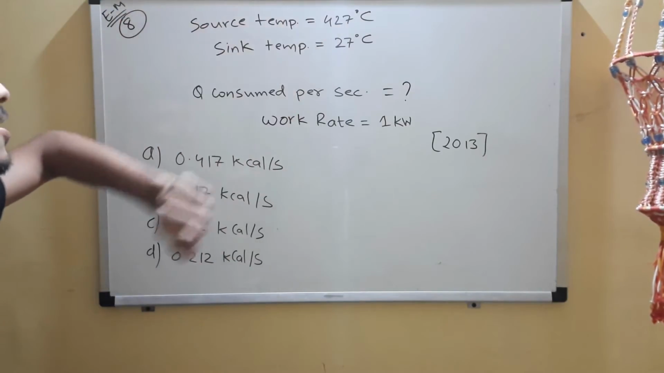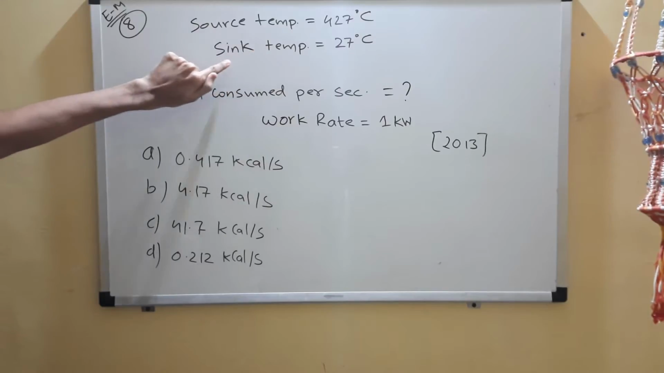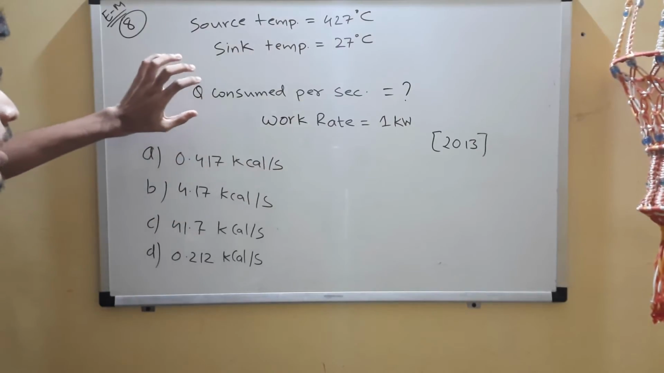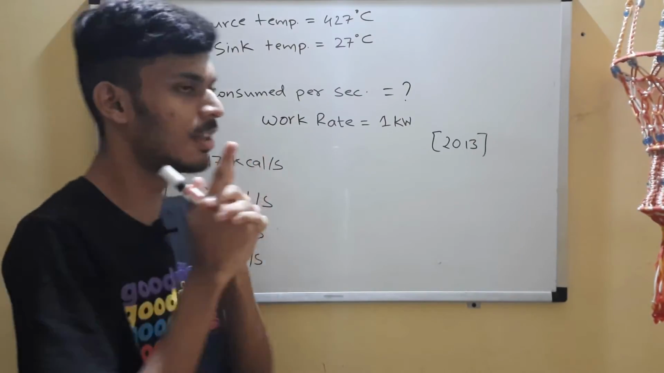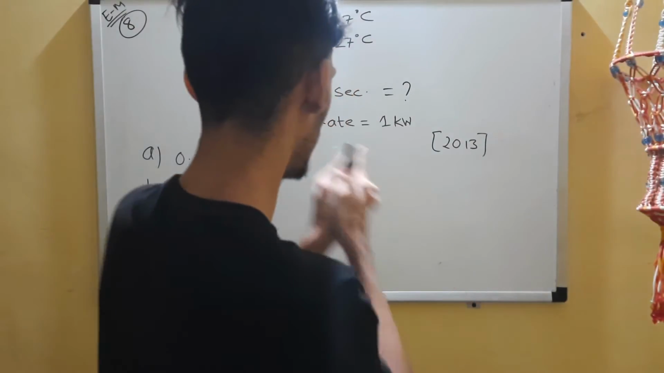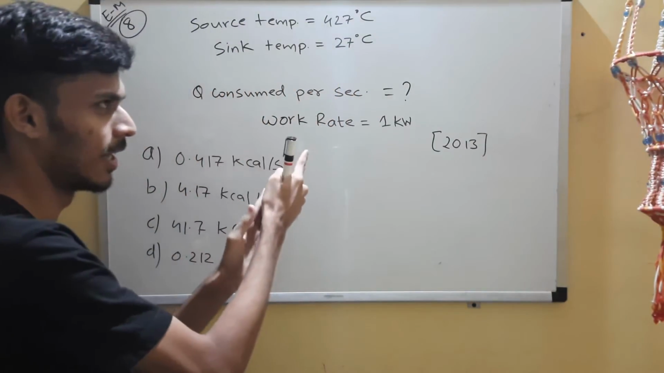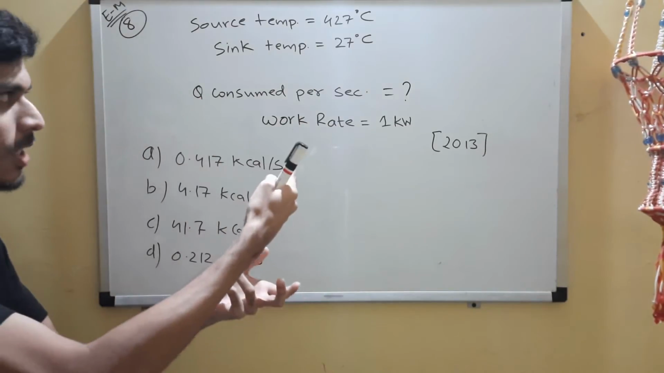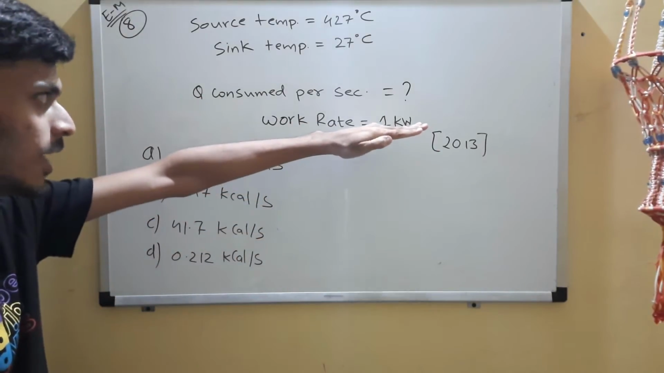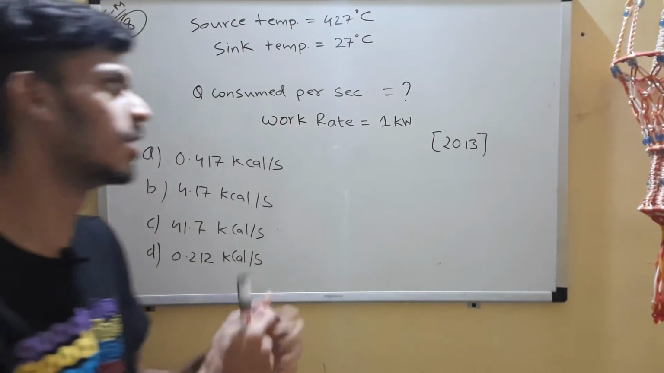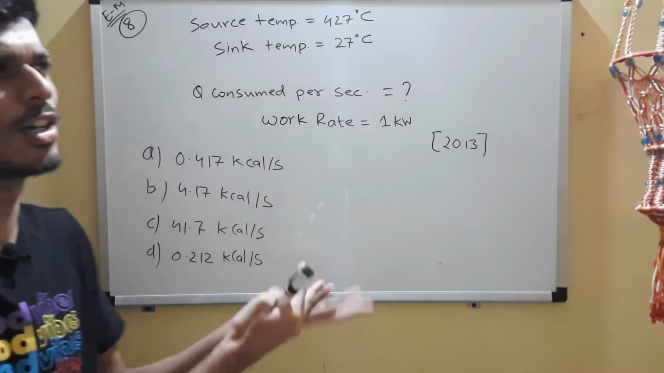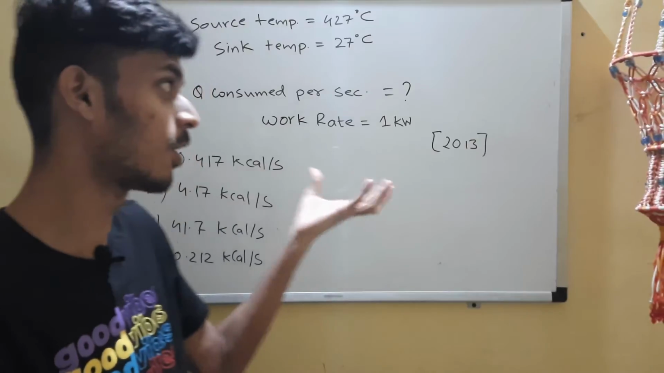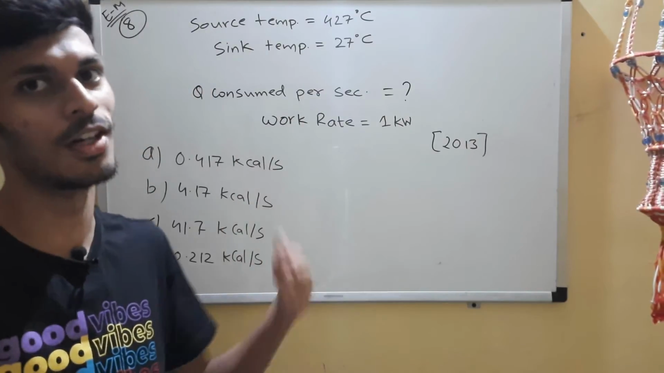Source temperature is given as 427 degrees Celsius. Sink temperature is 27 degrees Celsius. You are supposed to find the heat consumed per second if the work rate, now this is work rate, is 1 kilowatt. This is rate of work. You can also see the unit, it corresponds to the unit of power. This is rate of doing work, which is nothing but power. It is not work, it is rate of doing work, which is power.